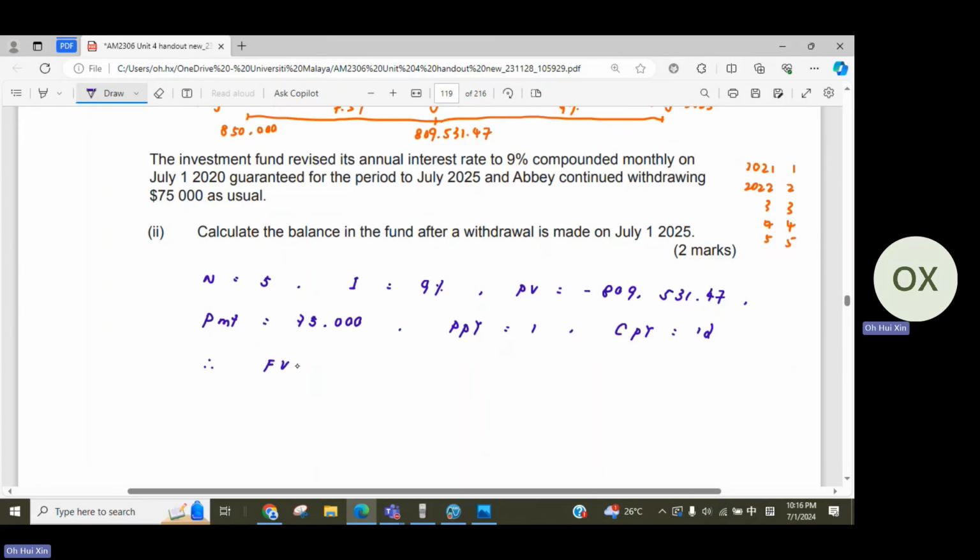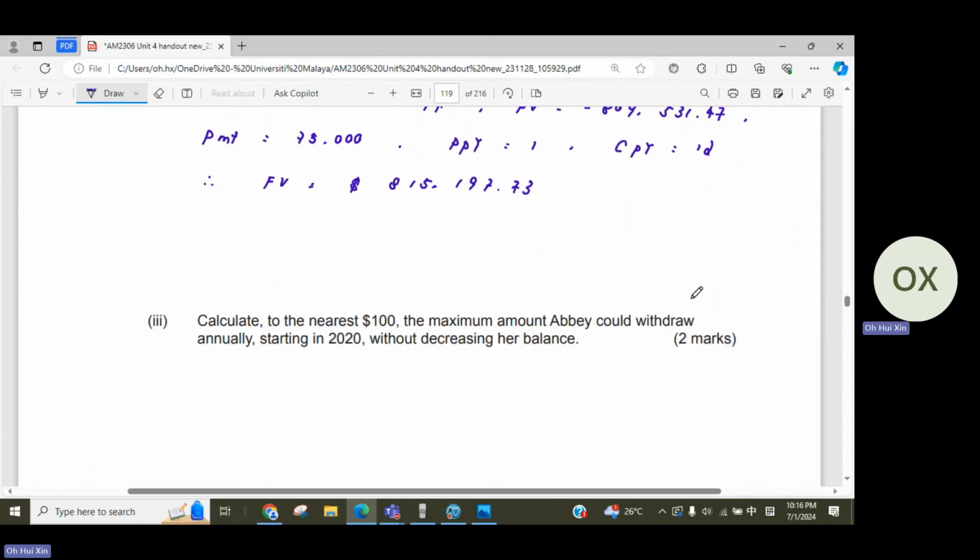Okay, so key in all these values in your calculator, which I won't be doing here because you should know how to key that in already. So you should be able to get this value in your calculator. Same thing, working will give you 1 mark. Then after that, the final answer is going to give you another 1 mark. Okay, so after that, we move on to part 3.